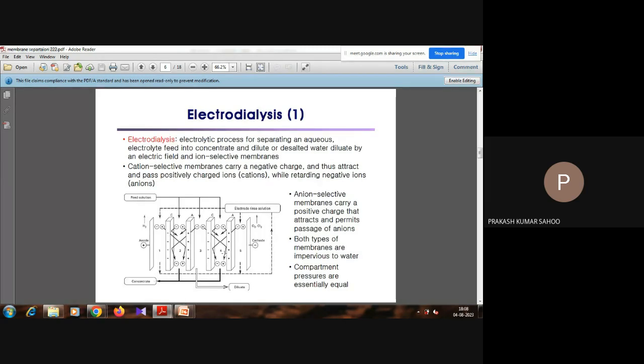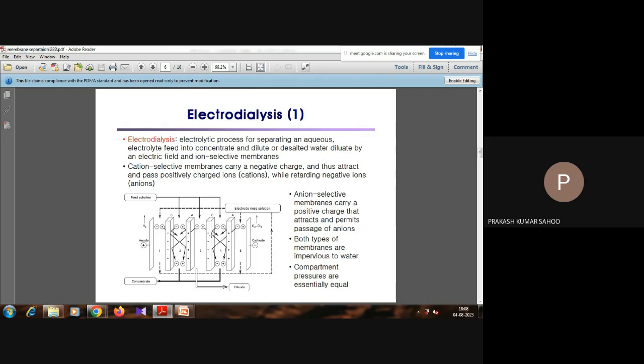Electric field is applied and the ions get separated. Ions get separated by the applied electric field. Cation selective membrane carry a negative charge and attract and pass oppositely charged ions, cations, while retarding negative ions or anions.